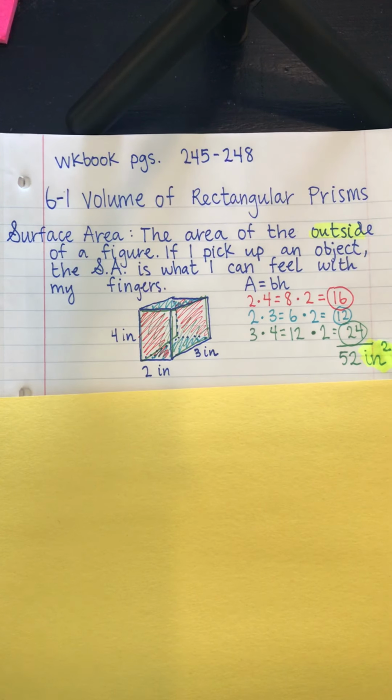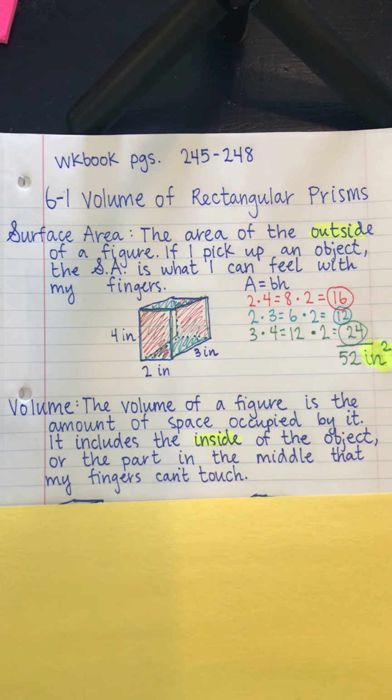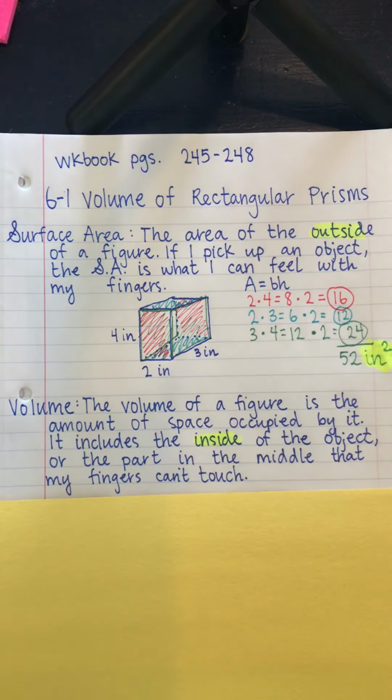Okay, so moving on to volume. Here's the difference between surface area and volume. The volume of a figure is the amount of space occupied by it. It includes the inside of the object, or the part in the middle that my fingers can't touch. So we're looking at how much space does this object fill up? Like how much water would I need to fill a fish tank? Or how many milk cartons can I fit inside of a crate? Okay, so filling up that inside rather than just going around the outside.